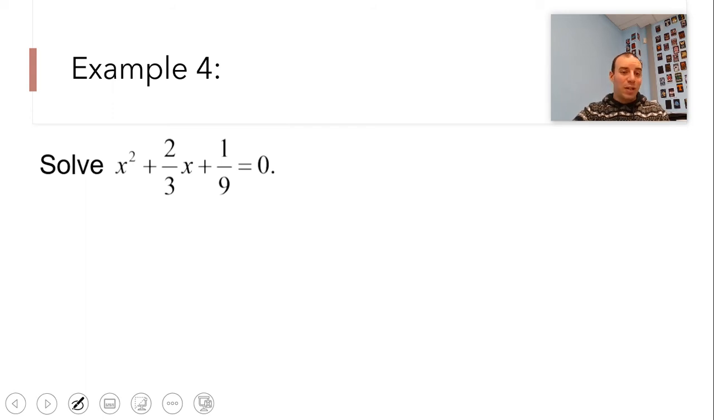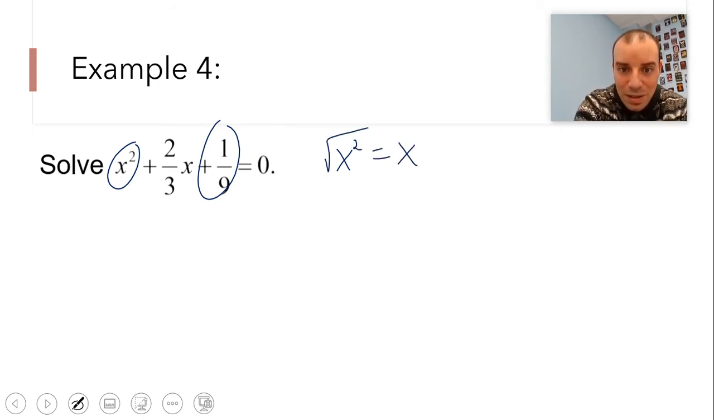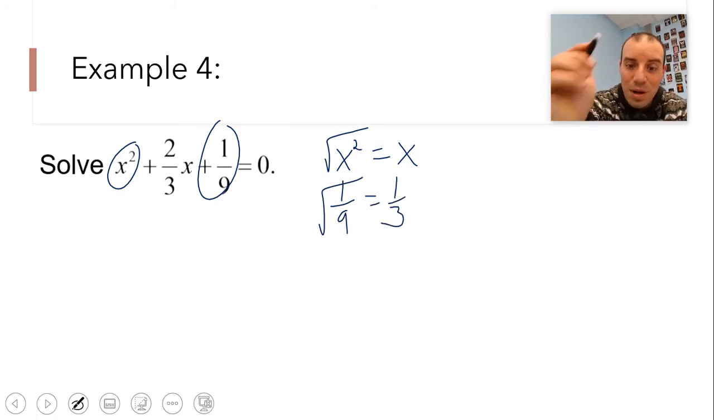Example 4 is a tricky one, okay? But it is a perfect square trinomial because x squared is a perfect square and 1/9 is a perfect square. So I say to myself, okay, x squared, take the square root of x squared, and that's going to be x. 1/9, if I take the square root of the numerator and the denominator, is equal to 1/3. So while this seems initially challenging, it's not as difficult as it seems.